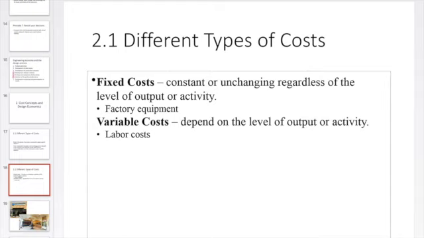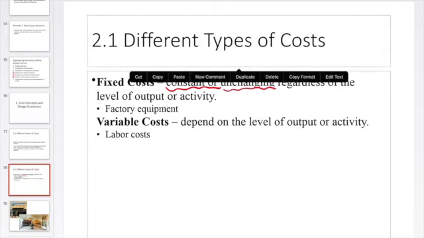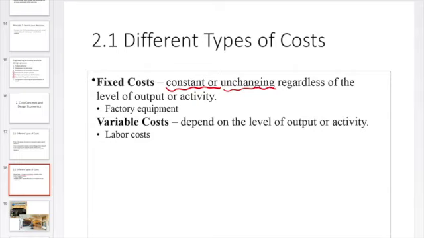We have two terms called fixed costs and variable costs. Fixed costs means it's constant. The cost doesn't change no matter how many products you produce, no matter what level of activities you conduct. So the fixed costs stay the same. It's constant, or we say unchanging, regardless of the level of output or activity.